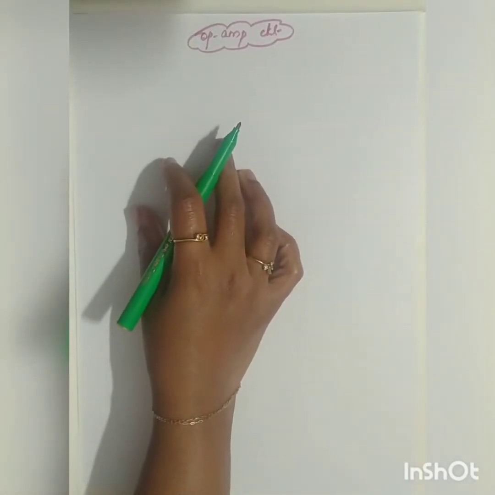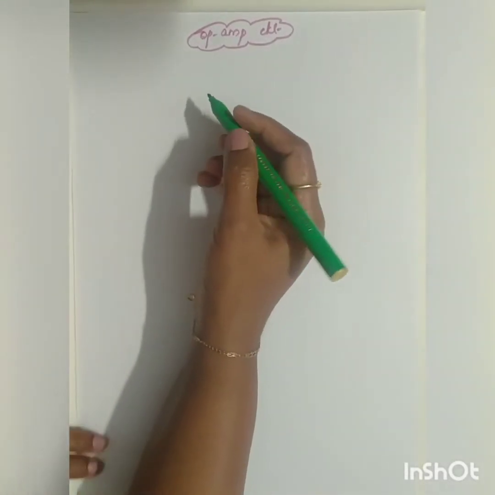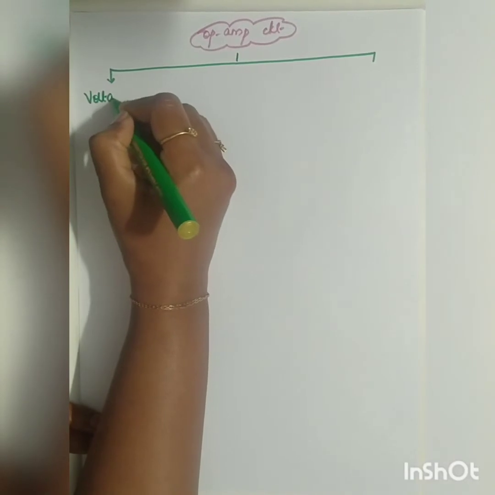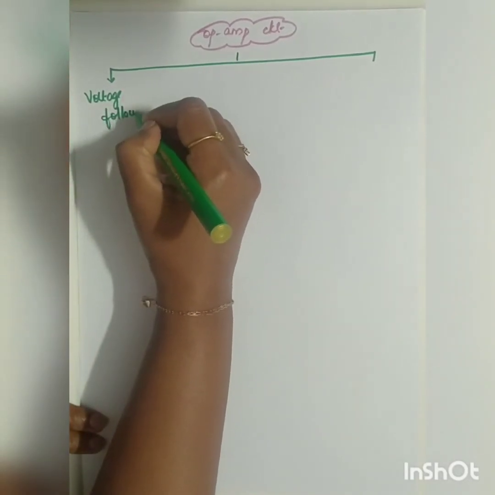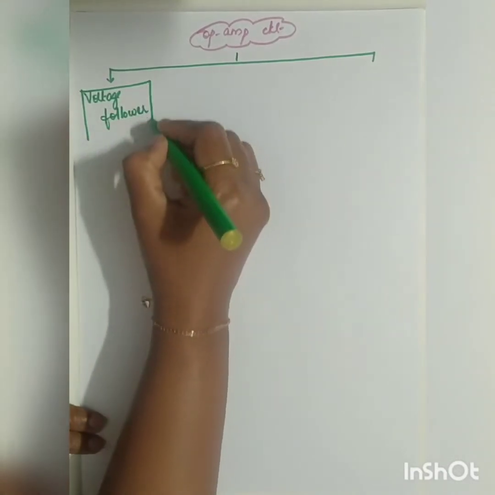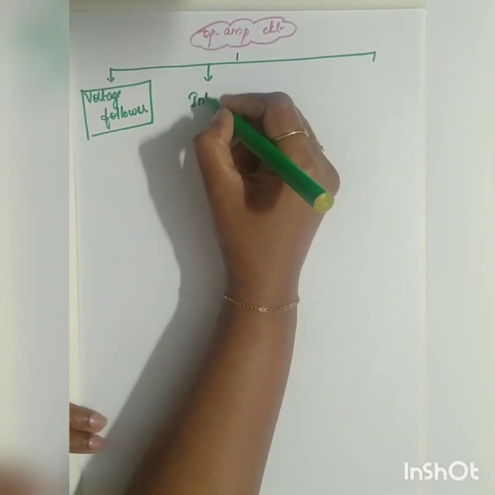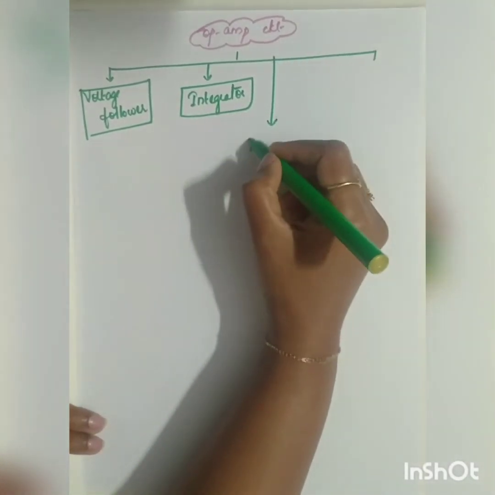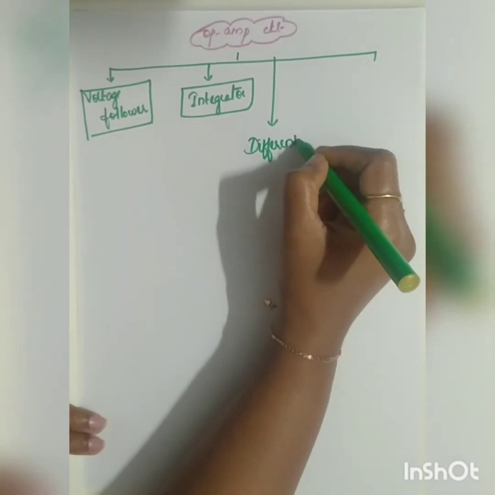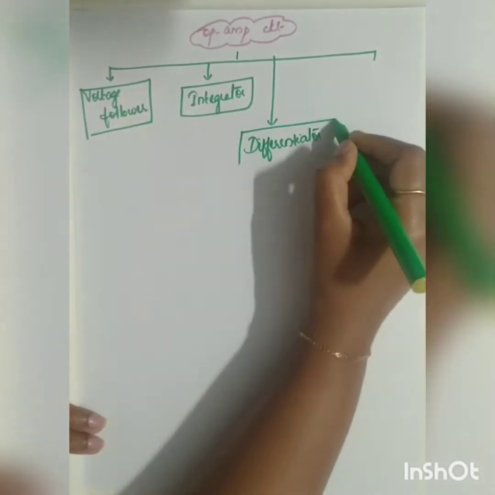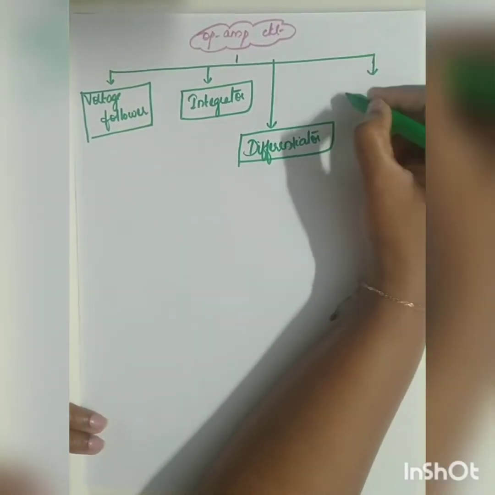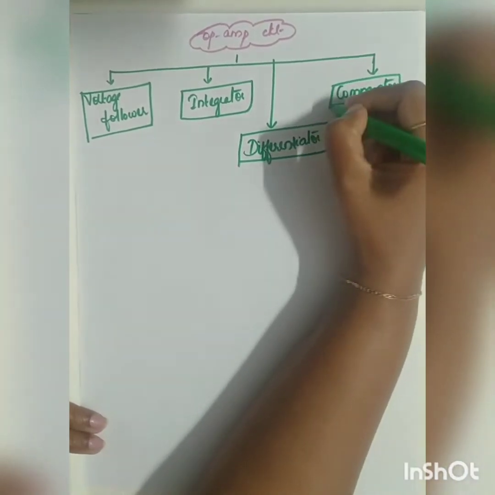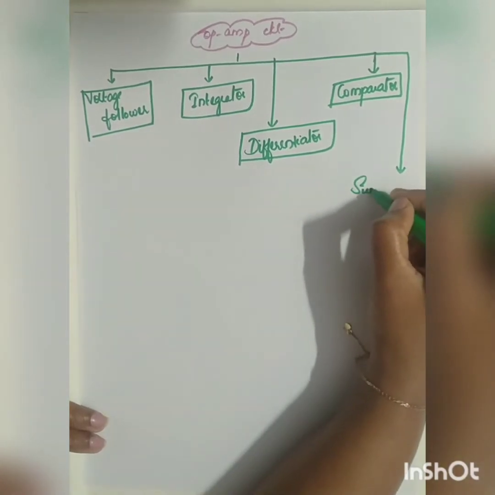So the last topic under operational amplifier is your different op-amp circuits. You're going to study 5 op-amp circuits. The first one is going to be a voltage follower, second one is your integrator, third one is going to be your differentiator, fourth one is going to be your comparator, and your fifth one is going to be a summing amplifier.